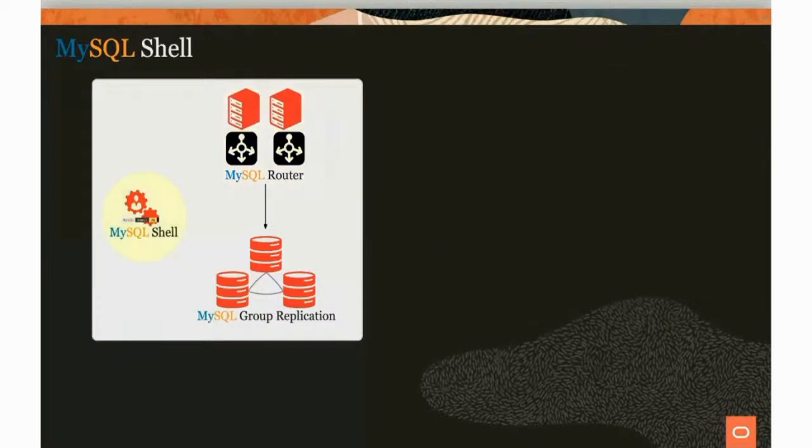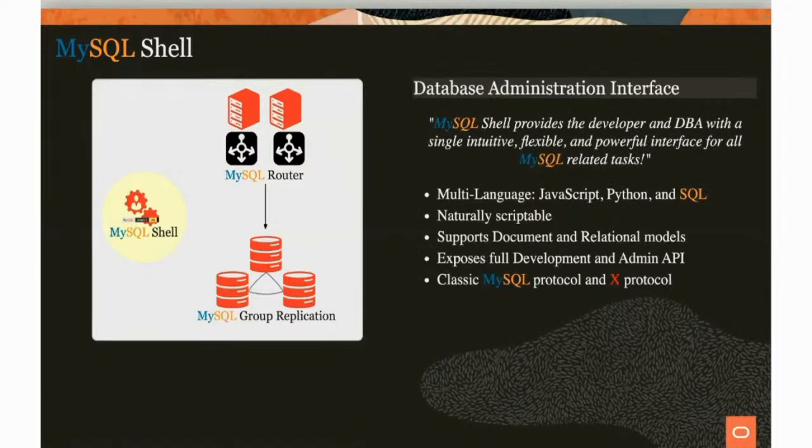And then the third item is Shell. Shell is this interface that the developer, DBA, or sysadmin can use to get a very powerful interface to set up this. There are 3 languages that it supports: SQL, but also JavaScript and Python. So you can script, and you can add your own extensions and plugins to it. It supports both document and relational models.